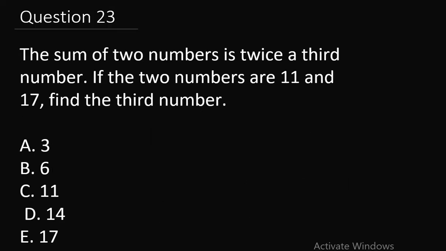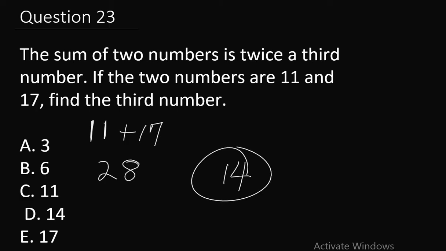Question 23. The sum of two numbers is twice a third number. If the two numbers are 11 and 17, find the third number. The question says their sum, that's 11 plus 17. What will it give us? That's 28. It's twice the third number. The third number will be half of it. So the third number is 14, which is option D.